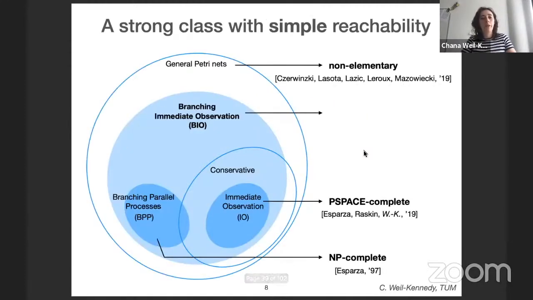Now, where do they fit in the complexity of their reachability problem? Where do they fit into the literature? So they subsume BPP nets, they subsume IO nets, and BPP nets have an NP-complete reachability problem. IO nets, we proved last year that they have a PSPACE-complete reachability problem, and then we've got this non-elementary overhead. So we show that bionets have a PSPACE-complete problem still. And so this makes them pretty manageable.